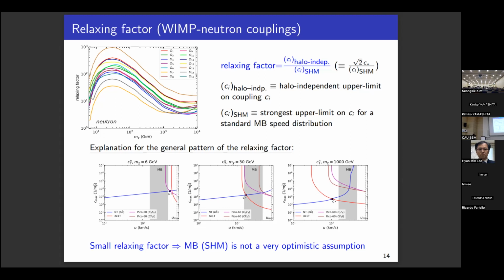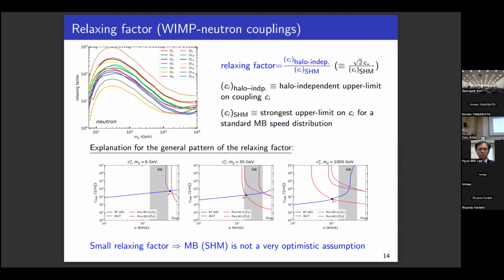Now, for a low mass WIMP, the direct detection is suppressed, but the limit from capture can alone probe the full WIMP speed range, and it is rather flat. As a result, the halo-independent bound and the bound obtained assuming the standard halo model don't differ much.